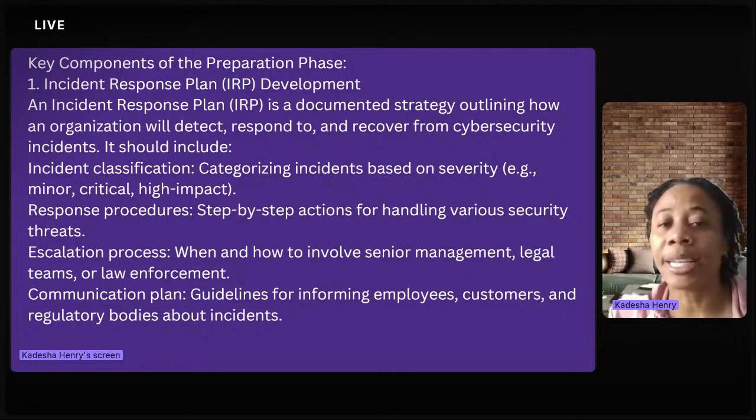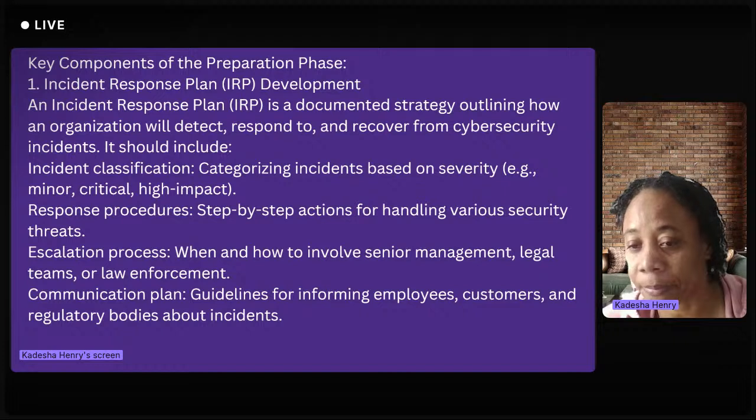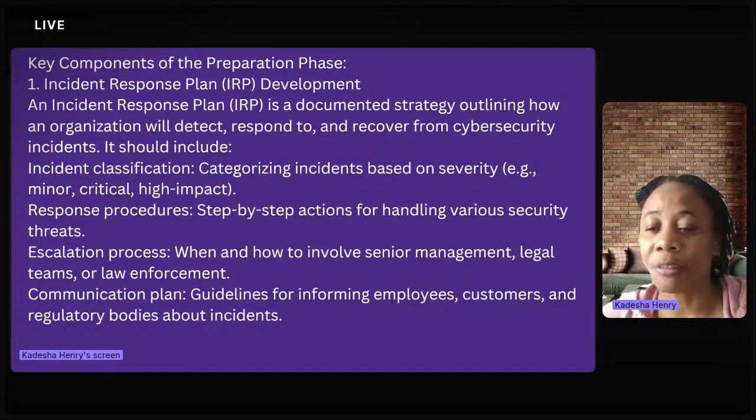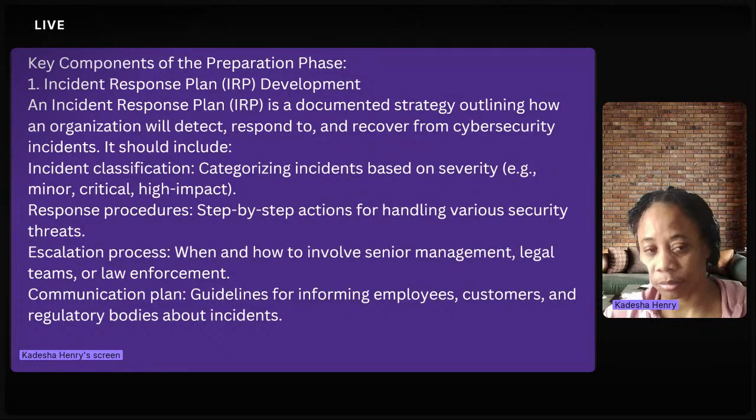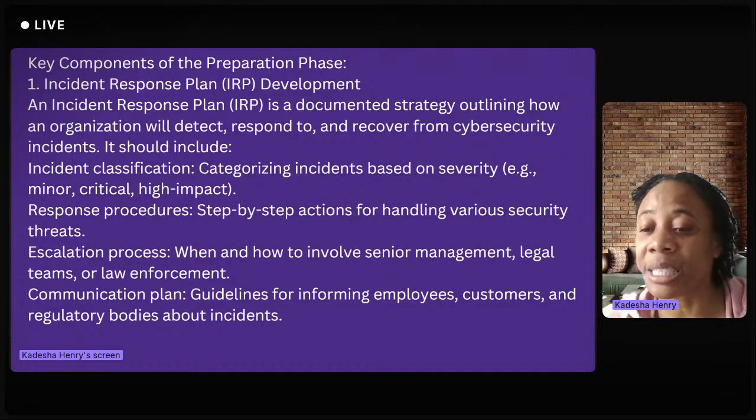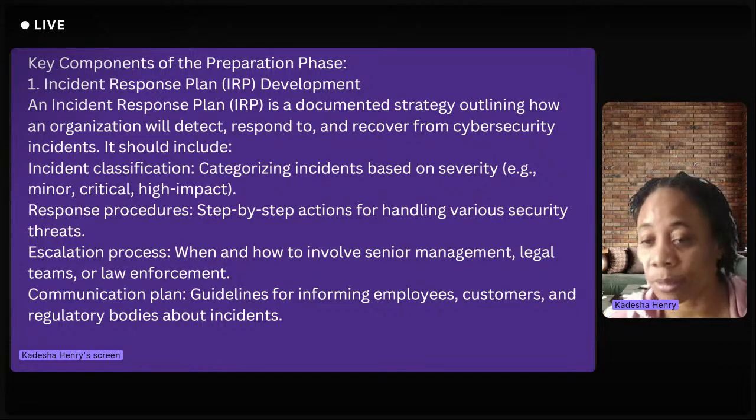Key components of the preparation phase. What are some of the key components in the preparation phase? In this phase of the preparation, an incident response plan is developed. We look at it in the other one, right? The incident response plan is developed, right? An incident response plan is a document, really.